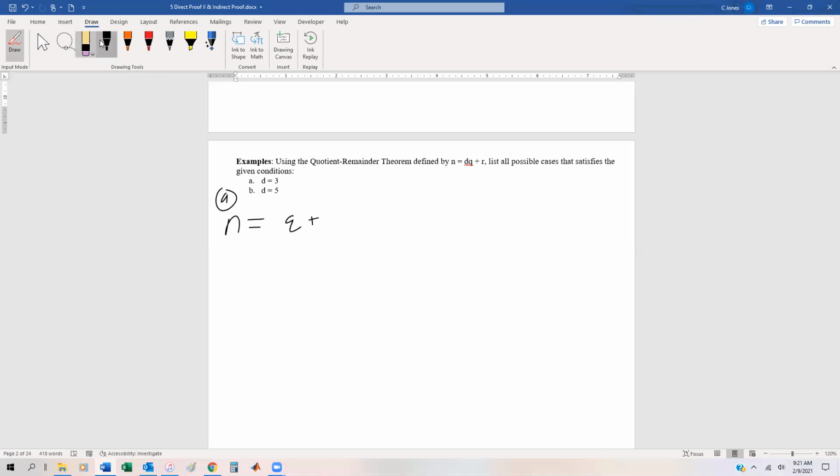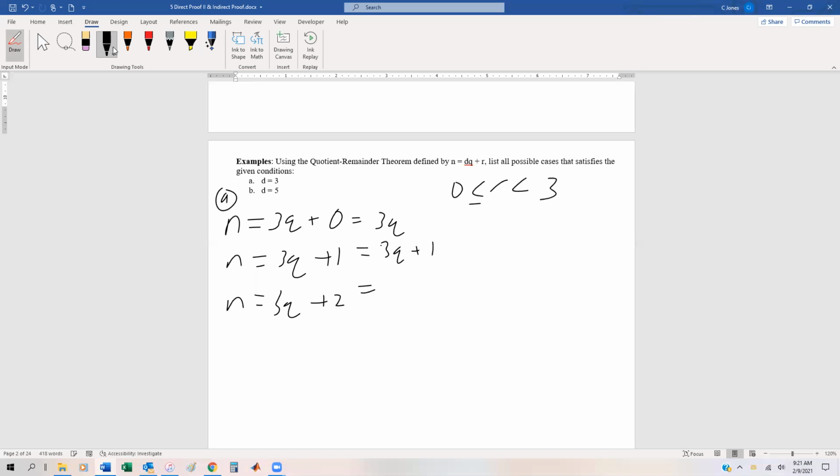Right? And so what does that mean? That means that r has to be between 0 and 3, inclusive of 0 but exclusive of 3. So all the possible cases would be 3q plus 0, or 3q, 3q plus 1, and then finally 3q plus 2. All right, and we can't have 3. So in reality, 0, 1, and 2 are the only cases. Okay.